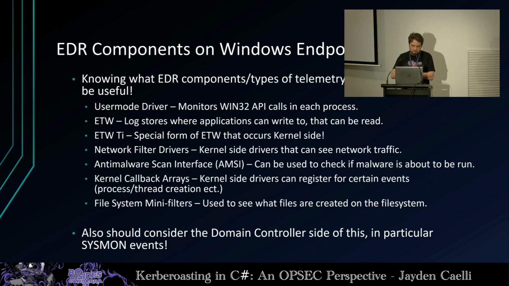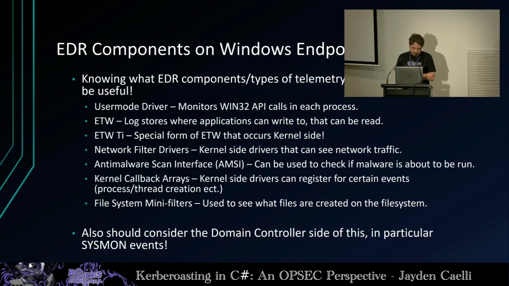Then there are also kernel callback arrays, which are specific functions that can be called whenever certain operations are performed, so on process creation or thread creation. And then we have the file system mini filters, which can be used to review all the different files you create.